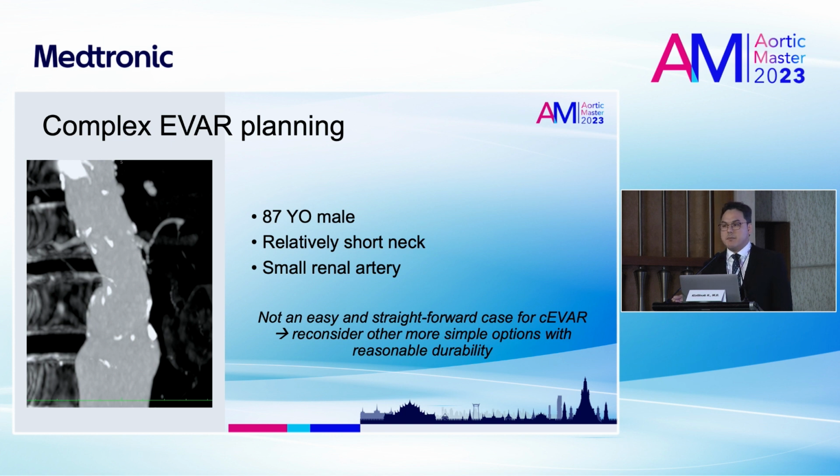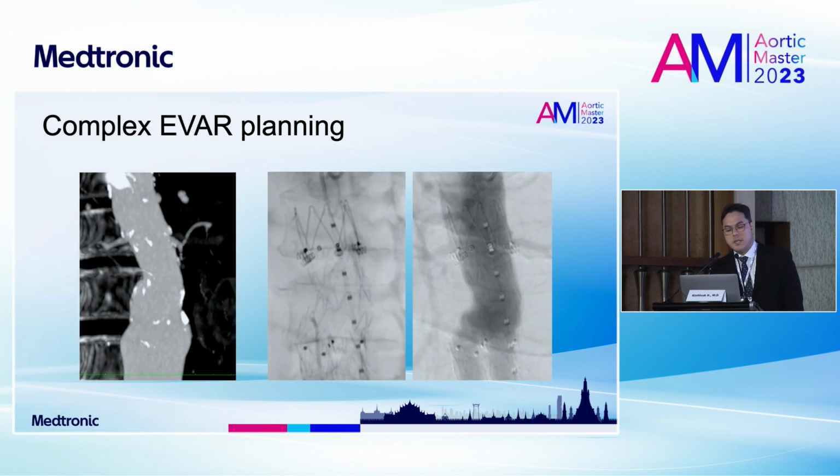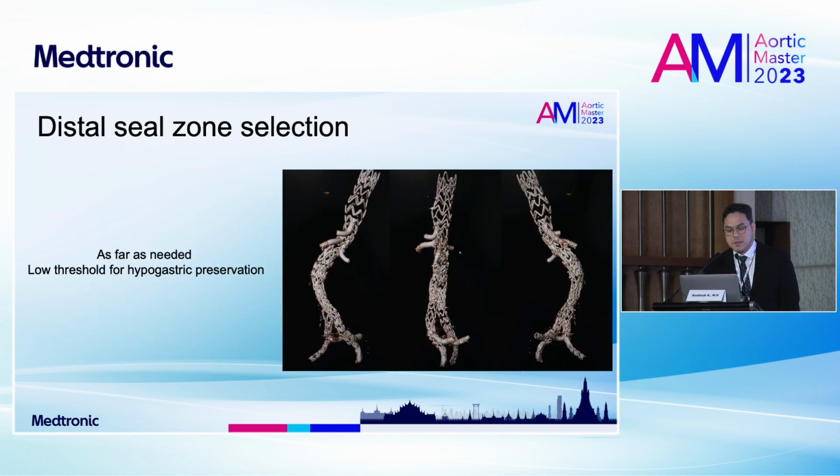But if you have some difficult issue like small renal arteries, angulation, blah, blah, blah, that's not suitable for the complex device, just move back and look at the more simple options. In this patient, I would do a simple EVAR with ESAR to get a durable repair enough for an 87-year-old patient.